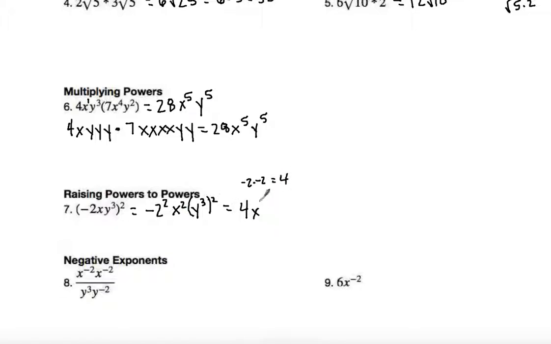The x squared will just stay x squared. But if I've got y to the third to the second, that means I have 1, 2, 3 y's, 2 times, which will give you y to the sixth. So the trick for that is multiplying the exponents.